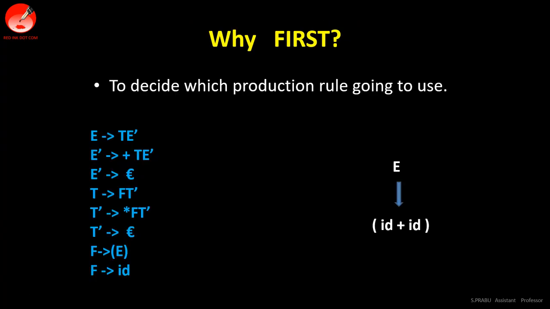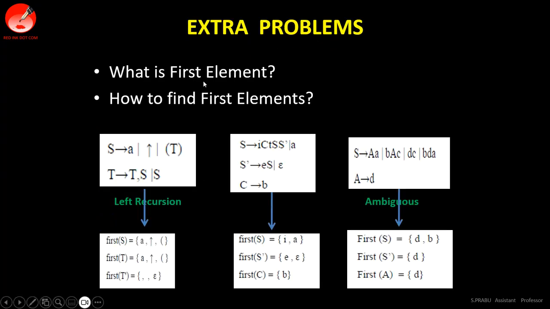Why are we finding the FIRST value in a predictive parser? Using the FIRST value only, your predictive parser decides which production rule is suitable for applying the derivation process. I hope you understand what the FIRST element is and how to find the FIRST elements from the given grammar. You can try this problem and cross-check your answer.